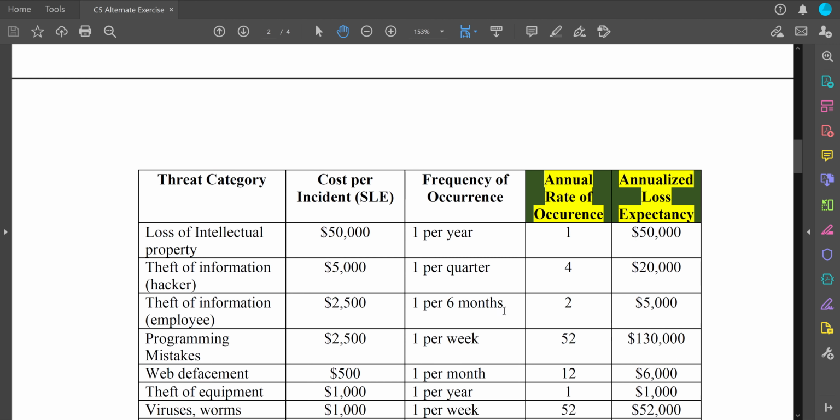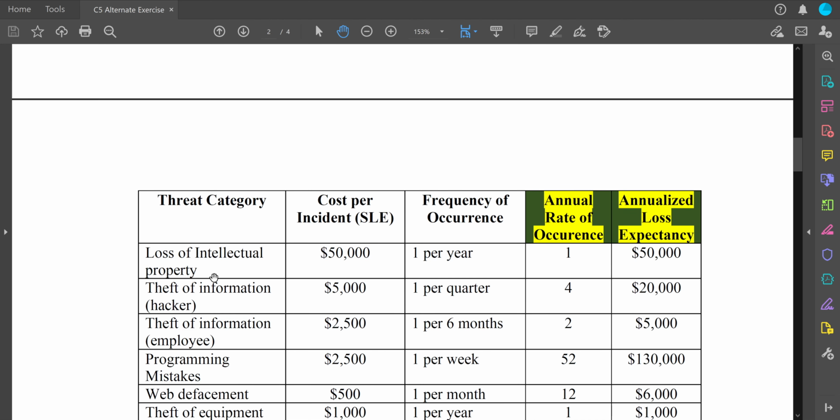So you can find the ALE by multiplying the ARO by the SLE, which is this number here. And the SLE is the cost per incident, right? So let's go back up here to the top. For this threat category, loss of intellectual property, the SLE is $50,000 per incident, right?